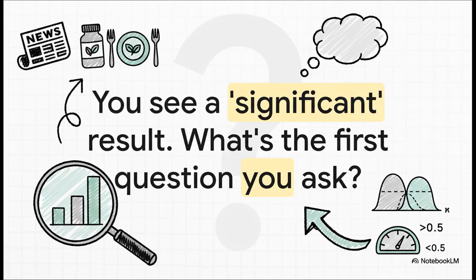So, the next time you read a news headline or you see an ad that claims a significant result, doesn't matter if it's about a new drug, a diet, or anything else, you'll know exactly what's going on behind the scenes. You can now ask the real question. Okay, but was the p-value less than 0.05? And you'll actually understand the powerful tool they used to find that out.